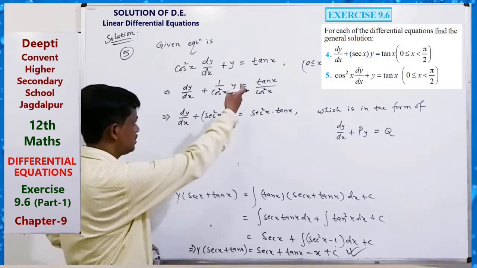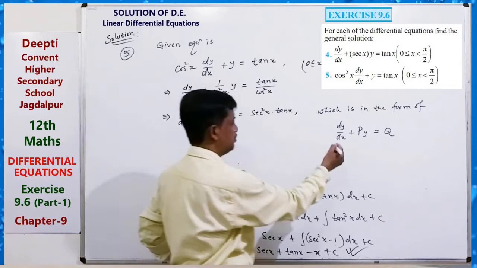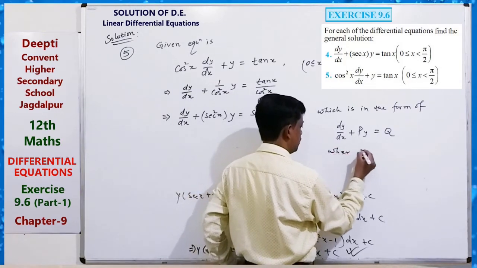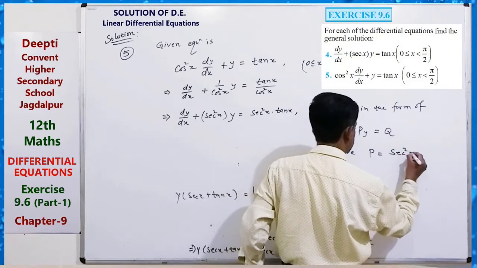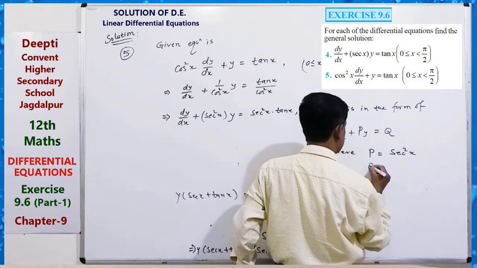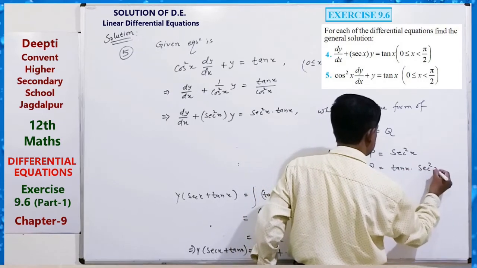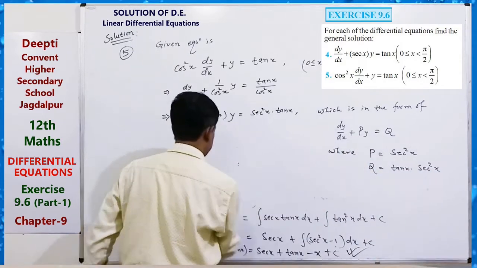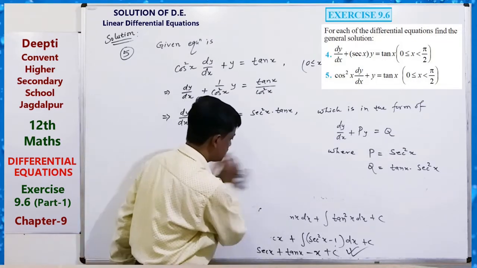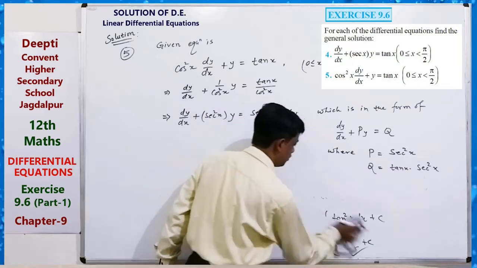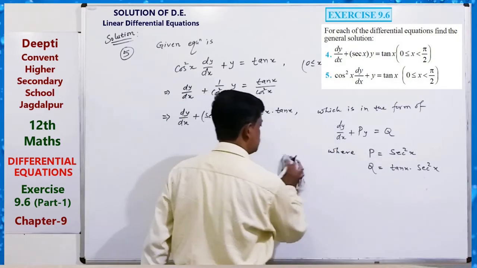So we can write like this, tan x by sec square x, tan x and sec square x, in the form of this, where p is equal to what? Sec square x, and q equals tan x into sec square x. Okay, now you can solve it by the standard form. Using the standard formula, first of all you have to find IF, and then just write the solution.